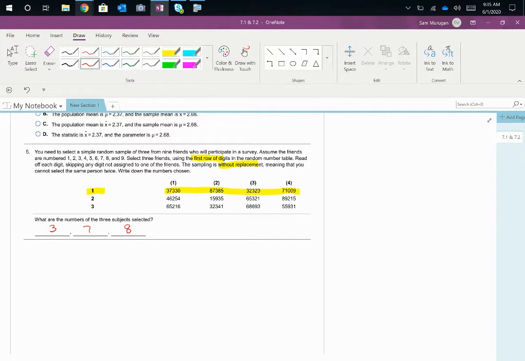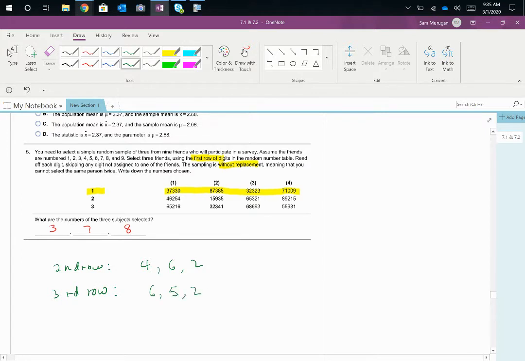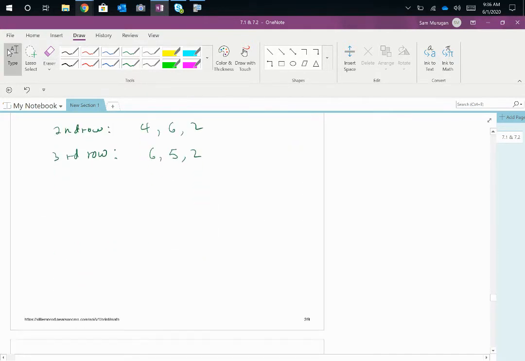Now, for example, if the question had asked about the second row, going from left to right, we would see from the second row that we have 462. And the third row, so pay attention to what the question is asking, the third row from left to right, 652. The first 3 that you come up to.